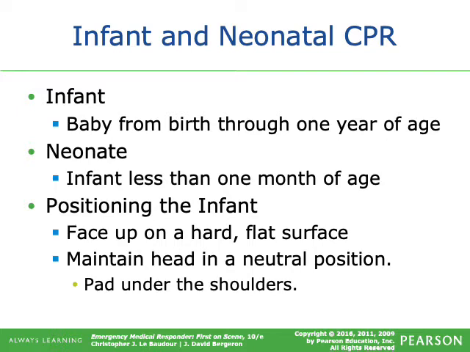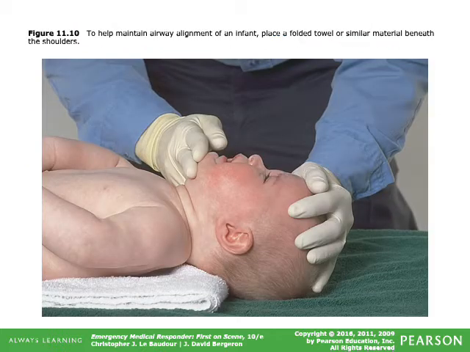You may have to pad under their shoulders with a blanket or a towel just because their head is larger in proportion to their body, and that can cause their airway to be closed when they're laying flat. This is just an image of someone placing a towel under the infant's shoulders. It allows for the airway to be in line.